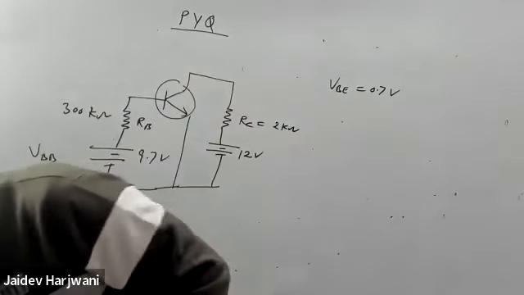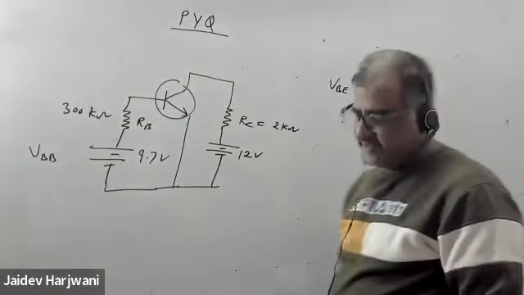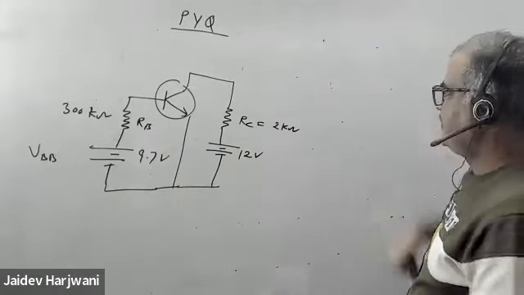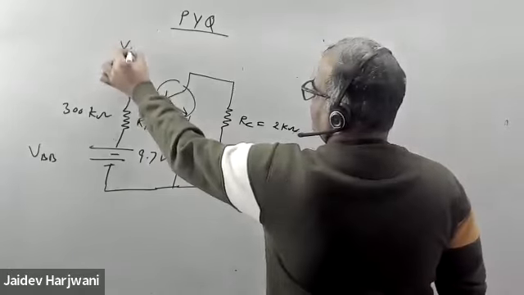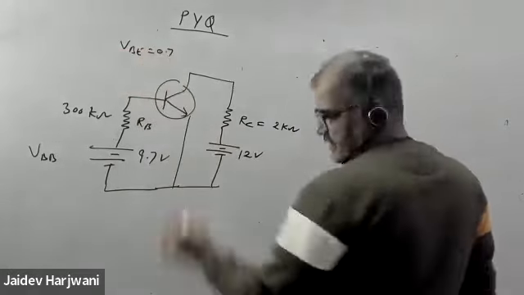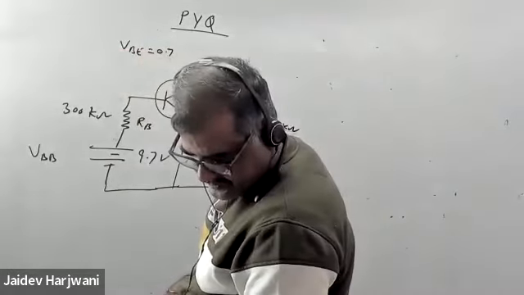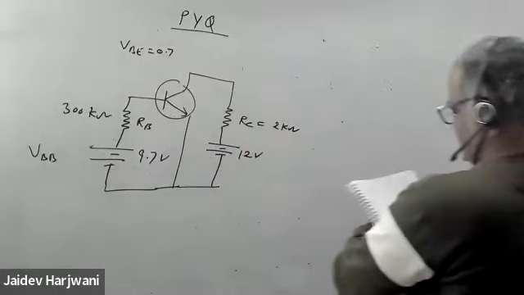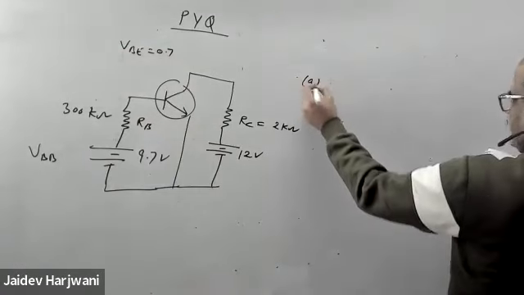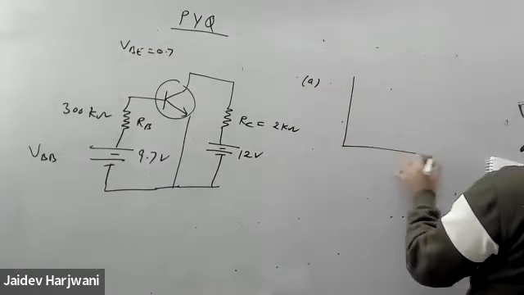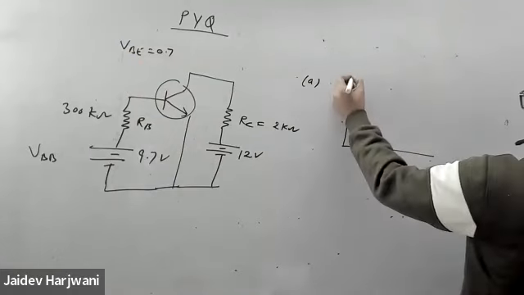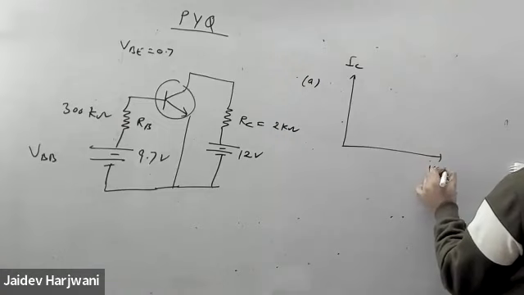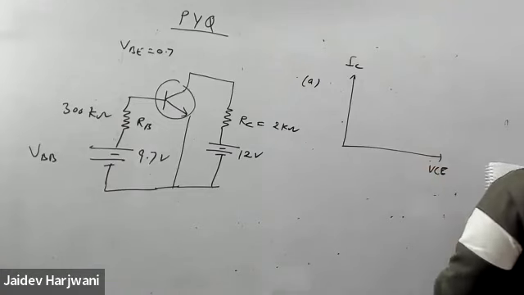Now they have given 4 options. Okay. They are asking for this given circuit. Okay. Which of the following option is correct? VB is 0.7. Okay. Now they have given you option A. They are plotting IC versus VC. That means they are plotting common emitter output characteristics.